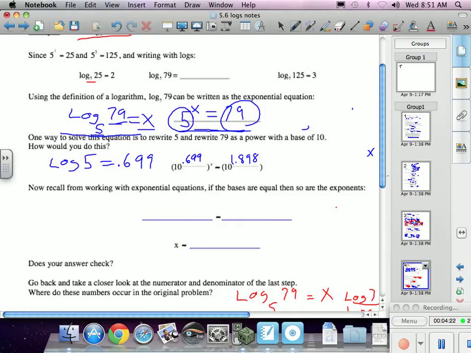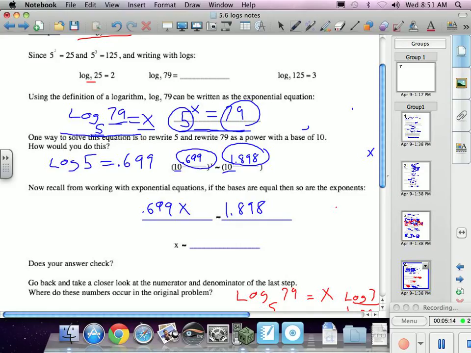Now we have equal powers of the same base. So what do we know is true about these exponents? I have the same base, so the exponents must be equivalent. So 0.699x must equal 1.898. All right, is everybody okay with that? Once again, we have a common base. The reason that I did this step was so that I could have a common base, and then I could solve this.